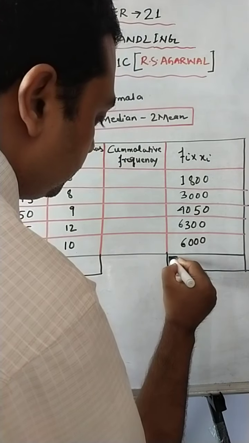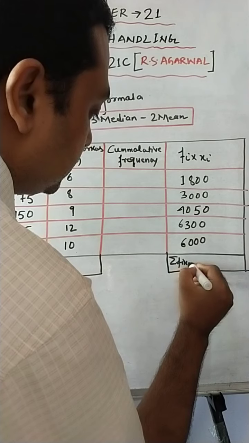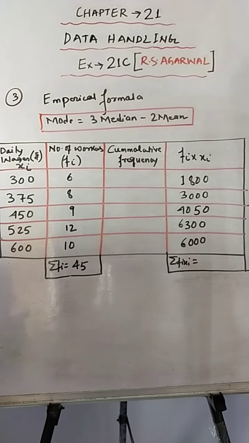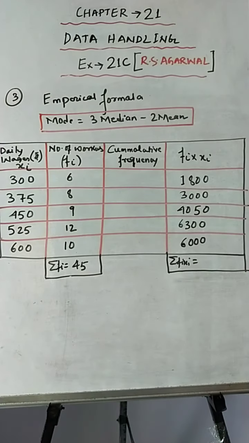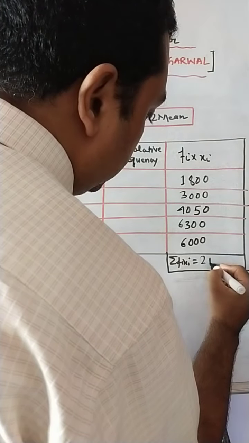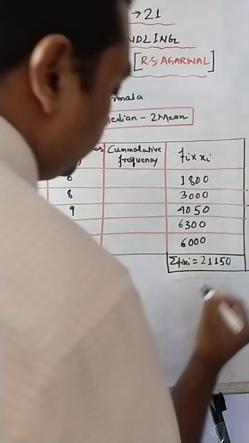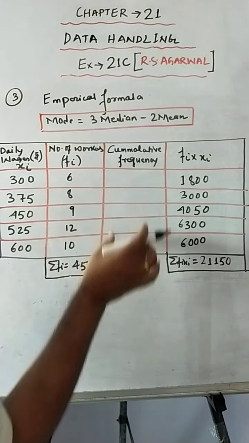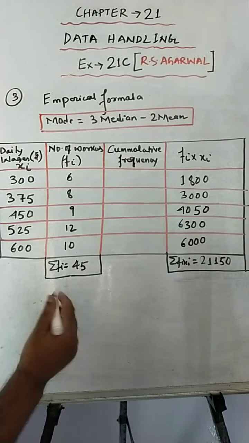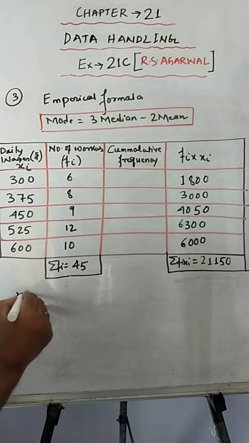So summation Fi Xi, the sum of this would be 45. And the required sum would be 21,150. We have not done this one, we'll do it later on. Now since we know the value of these two, we can easily find the value of mean.